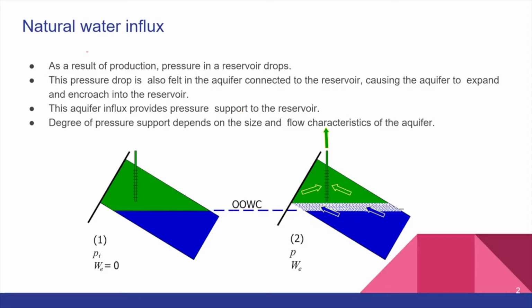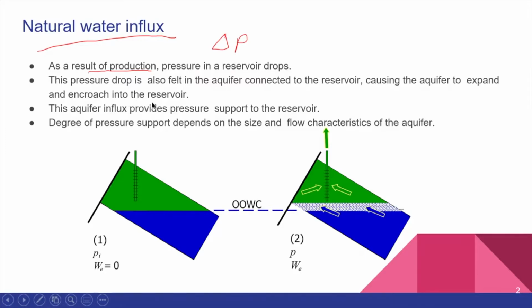We have the natural water influx, a phenomenon that is a result of oil production. When you produce oil, the pressure in the reservoir will drop. This pressure is also felt in the aquifer connected to the reservoir, so this aquifer will expand or enlarge. Enlarge and expand mean it becomes larger.